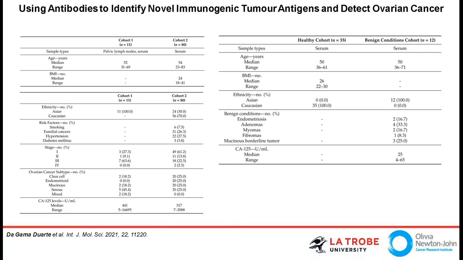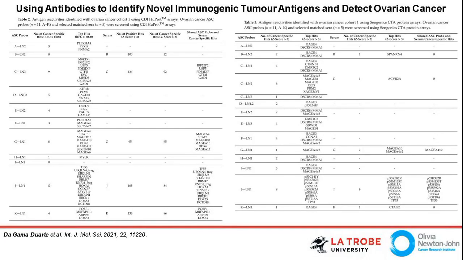So as mentioned, for cohort 1, we had the pelvic lymph nodes as well as serum, but for cohort 2, we only had serum. And similarly for the healthy cohort and the benign cohort, we also only had serum. So I don't want you to go through these very complex tables, but essentially the only important factor here is that, of course, we had many more hits when we were looking at the larger array than at the focused array, but at the same time we did have some overlap between the ASC probe and the serum for that cohort, and we were able to identify targets of interest that were quite interesting that we decided to take forward into a custom array format.